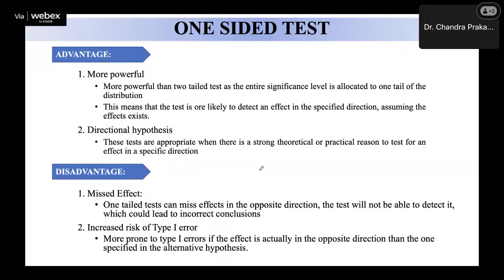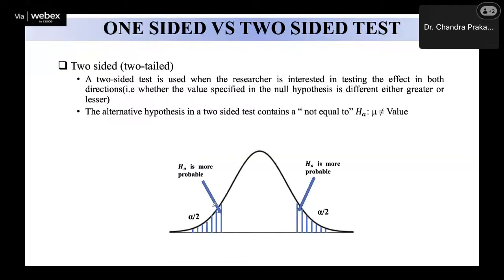The limitation is that we may miss effects. A one-tail test can miss an effect in the opposite direction. The test will not be able to detect it, which would lead to an incorrect conclusion. So only I am checking whether it is greater than 50 or not, right? But it may be less than that. There is also an increased risk of type 1 error, right? Because we are searching in the opposite direction than the one specified in the alternate hypothesis.